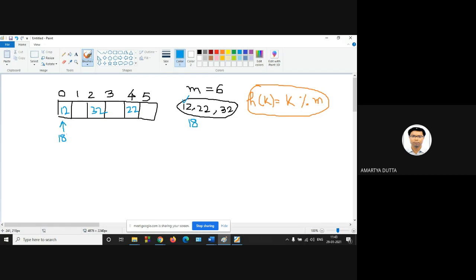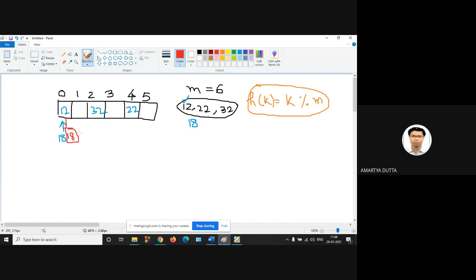If we use separate chaining, we create a linked list which stores the value 18 and have it point from the 0th position of the array. So 18 will be there, in case of separate chaining.